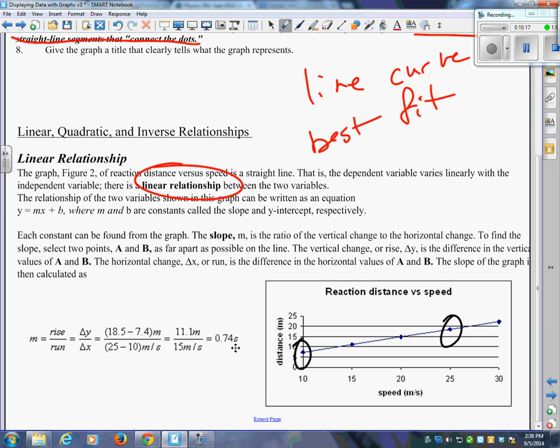0.74 is my slope. You'll notice there's a letter after that 0.74. What does 0.74s mean? Seconds. 0.74 seconds. How did I get seconds? If you take meters and you divide meters per second, and Mr.